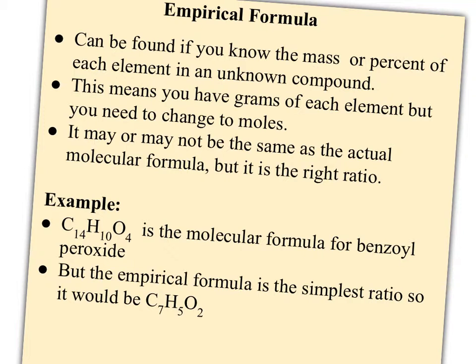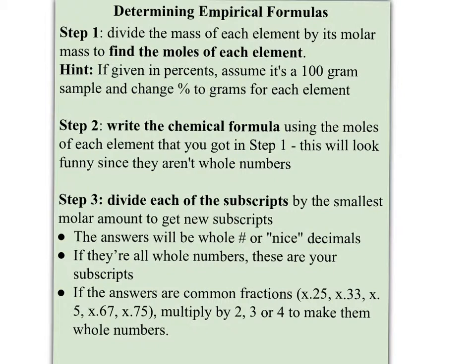For example, C14H10O4 is the molecular formula for something called benzoyl peroxide. But the empirical formula would actually be C7H5O2 because you can divide each of those subscripts by 2 to get a simpler ratio.